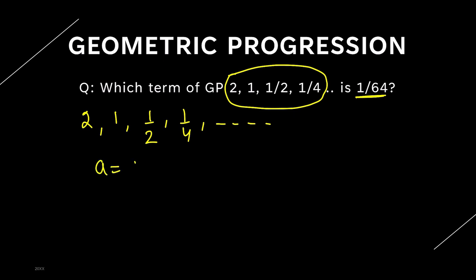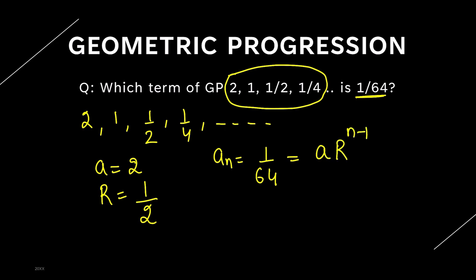What you are going to do, a is 2. What is the common ratio? Common ratio is the second term divided by the first term, 1 by 2. And the nth term of the series is given to us as 1 by 64, and the formula is a r raised to n minus 1, right? So 1 by 64 is a is 2, r is 1 by 2 and n minus 1, right?